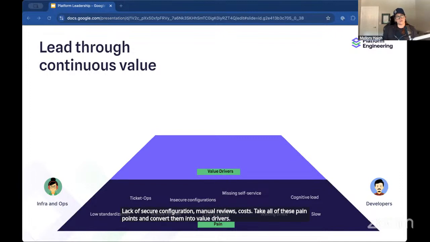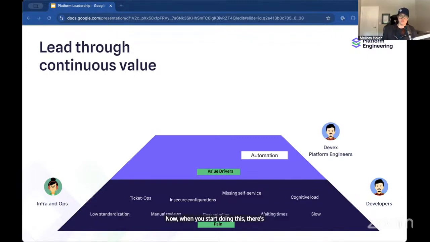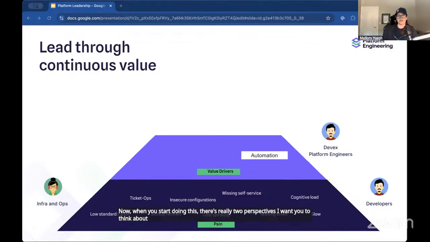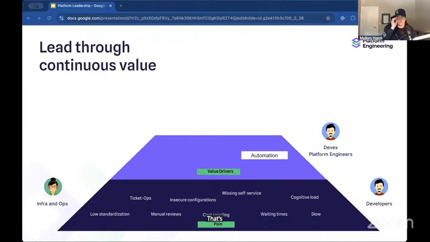Now, when you start doing this, there's really two perspectives I want you to think about. One is that developer experience side. So we call people that come from this background developer experience platform engineers. And what matters to them is automation. That's the key value driver that you want when you start your platform all the way through its maturity.